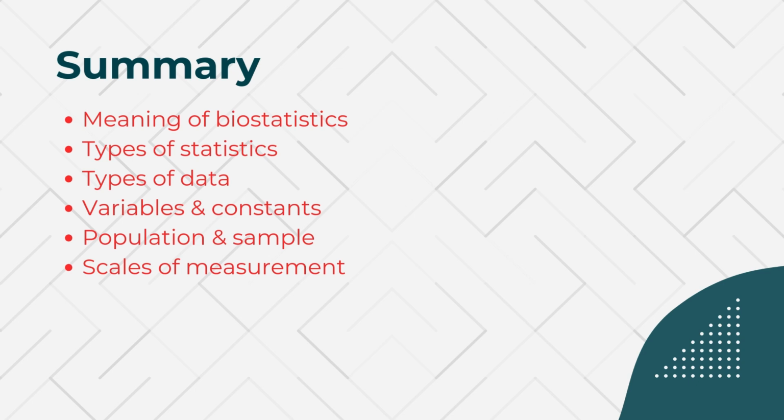We talked about what a population is. What is a population? It is all the data to be analyzed. Now, sample is a subset of a population. We talked about the scales of measurement. What are the scales of measurement? The nominal, the ordinal, the interval, and the ratio scale. And with that, we get the basic concept of biostatistics.